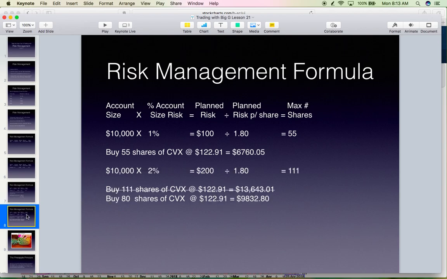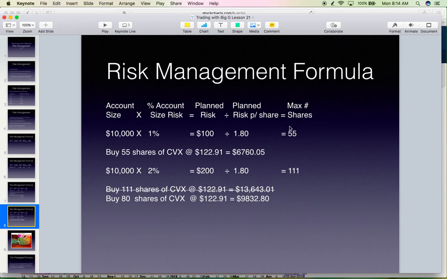If you decided to go with 2% risk on a $10,000 account, you'd be risking $200, right? And $200 divided by 1.80 is 111. Now, if you were to buy 111 shares of Chevron at $122.91, that would be $13,643. Well, you don't have that much in your account, so you couldn't buy 111 shares of Chevron if you took a 2% risk. So again, this is the maximum number of shares.